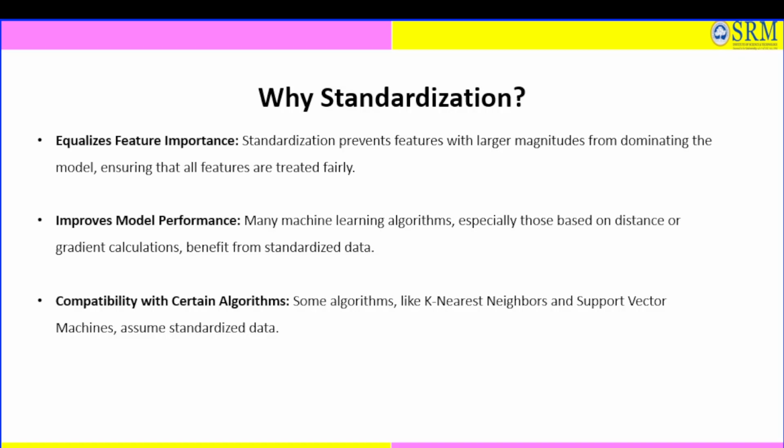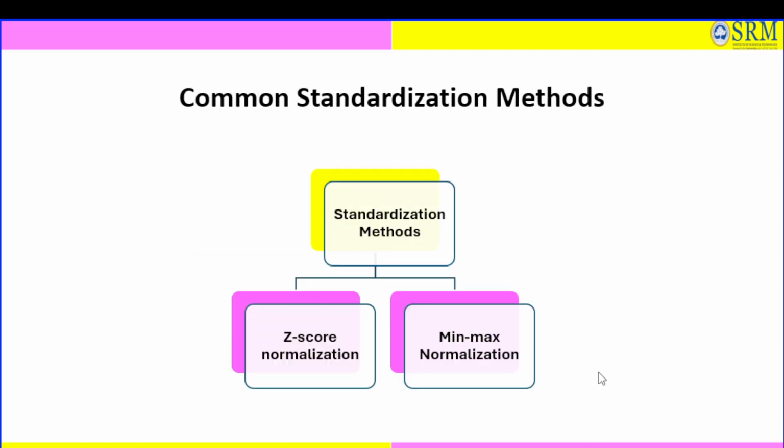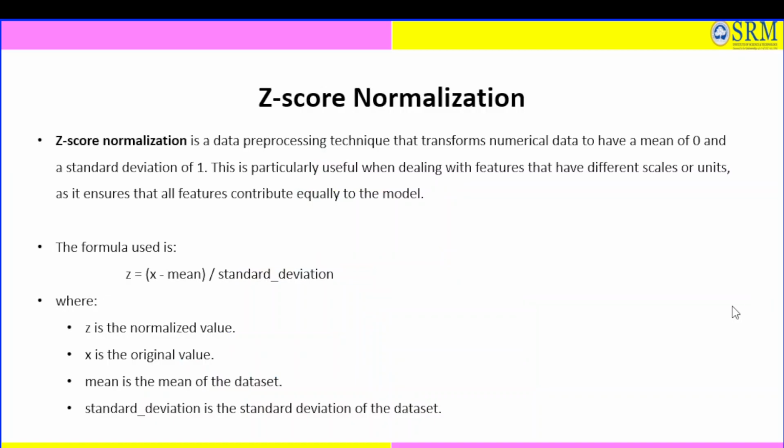So we have two of the most common methods, called Z-score normalization and min-max normalization. We'll see them one by one. The first one is Z-score normalization. Z-score normalization is also called standardization in a few terminologies, and it is a common pre-processing technique in data science where it converts the numerical data to have a mean of 0 and a standard deviation of 1. It is particularly useful when dealing with features that have different scales or units, as it ensures that all the features contribute equally to the model.